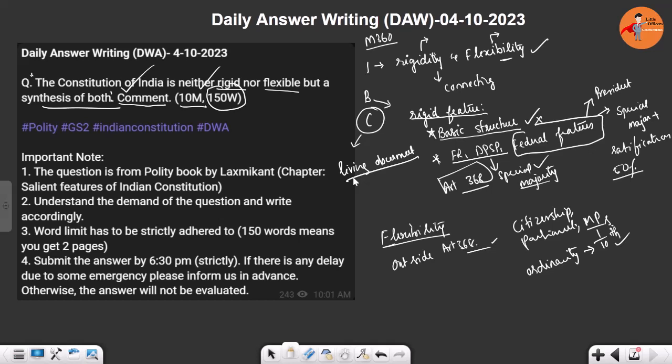Look at the Constitution. We adopted it on 26 November 1949, some features, and the rest on 26 January 1950. From there onwards till now, the Constitution is modifying itself to cater to the needs of the coming generations. This is possible because the Constitution is neither too rigid nor too flexible. In that manner you can conclude it.